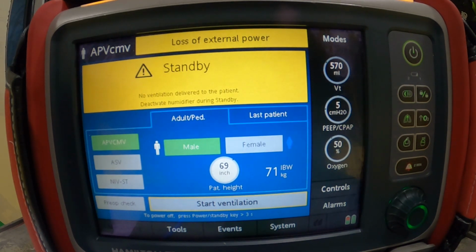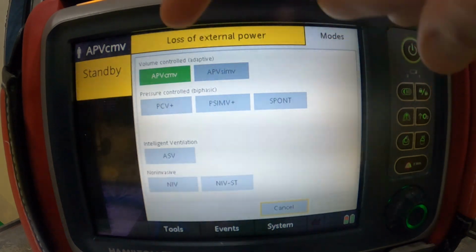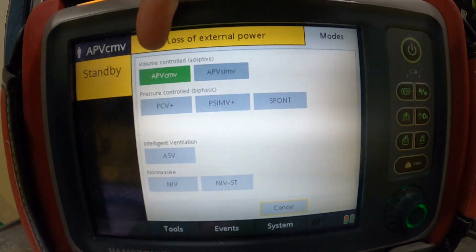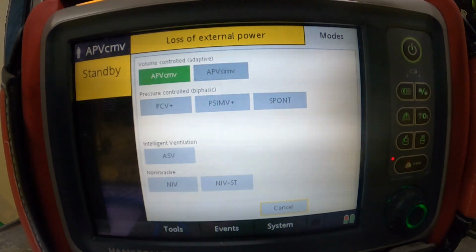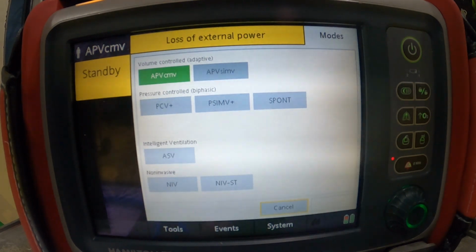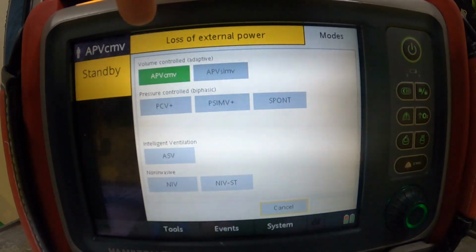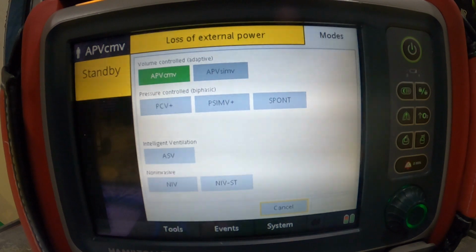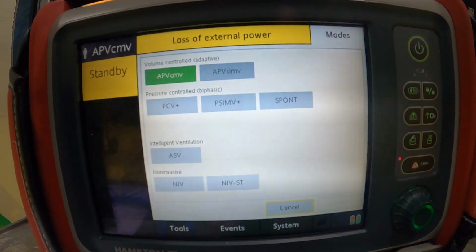So we'll start out with the default. We got defaults to a male, 69 inch, 71 ideal body weight. And we're going to go with that. So first thing I would say is we can go to modes. We got different choices. So the APV CMV up here in the top left that most of you are familiar with. This is an adaptive pressure mode that targets the tidal volume that you give it. When I think of a healthy lung, not pulmonary related, this is the mode that I go to because it gives you a chance to kind of step back and take care of other things you may have, drips, IVs, other things not airway related.